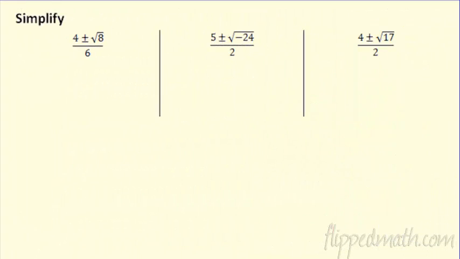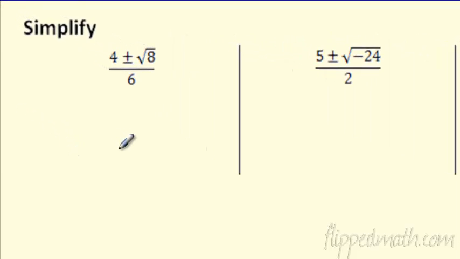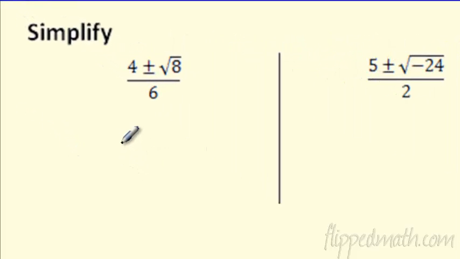All right, so let's go ahead. A lot of these answers we're going to need to simplify more. The last one was pretty much as far as I could go, but sometimes they break down. What I really like to do with these is break them into 2 fractions. This is going to be 4 over 6 plus or minus radical 8 over 6. So you don't have to do it.